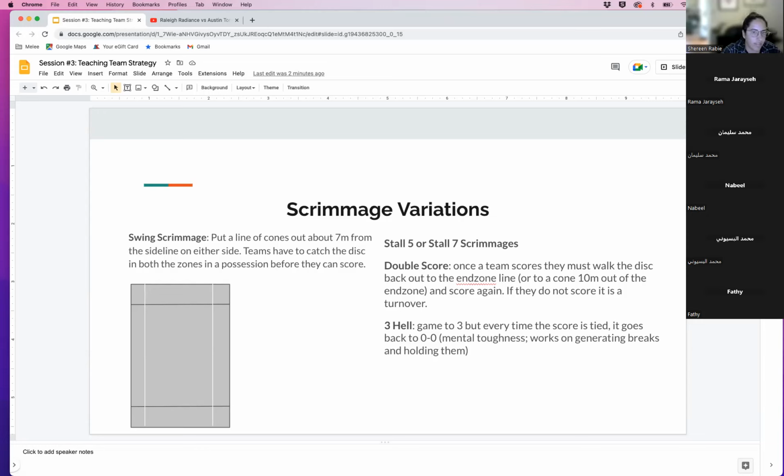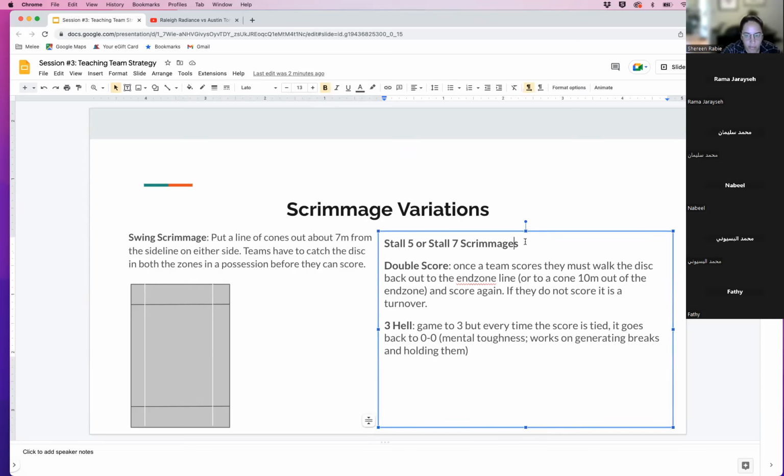And then, you know, stall 5 at the sides of the field, not stall 7. This scrimmage practices moving the disc quickly and looking at your dump soon. Double score practices end zone in a full scrimmage situation. So if your team scores, they have to take the disc back out and run an end zone set and score before they can count the point.